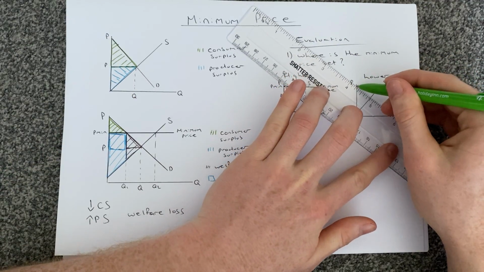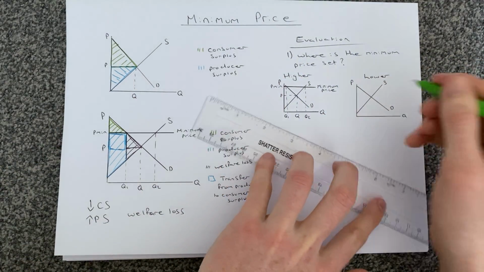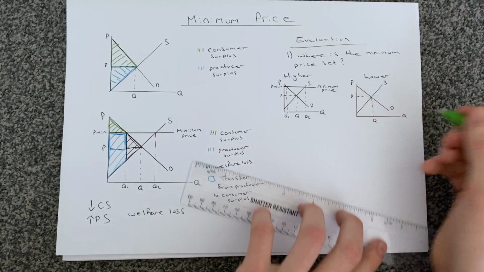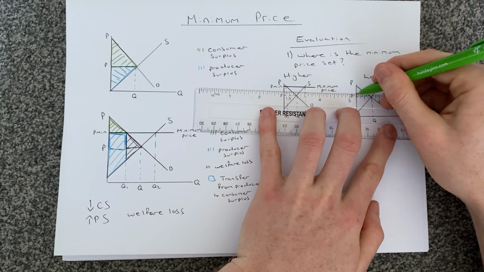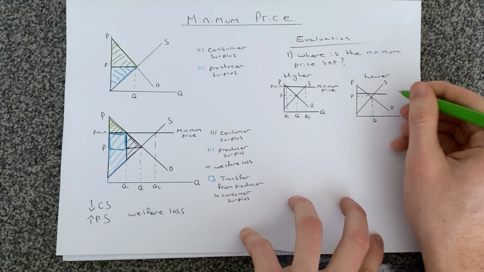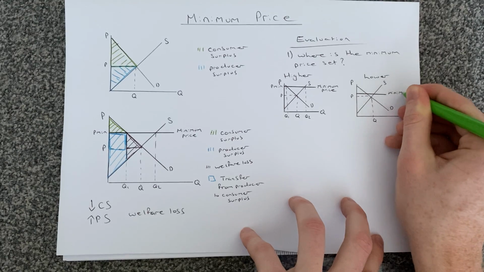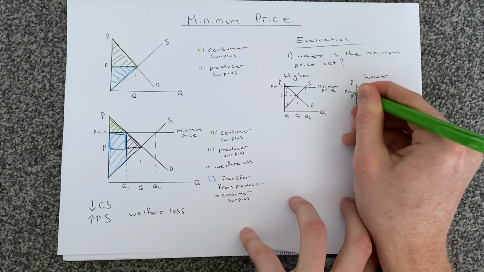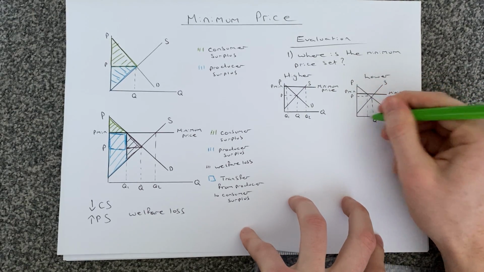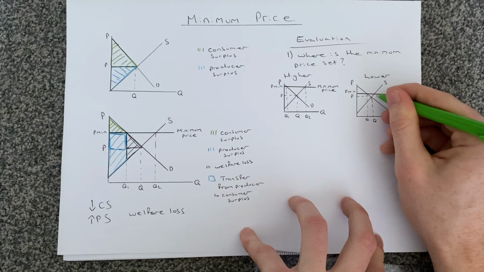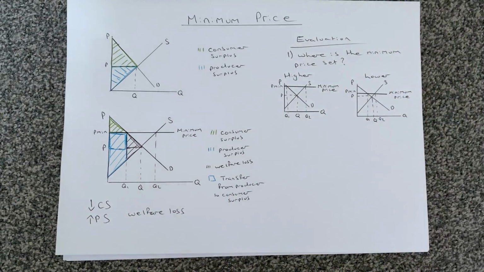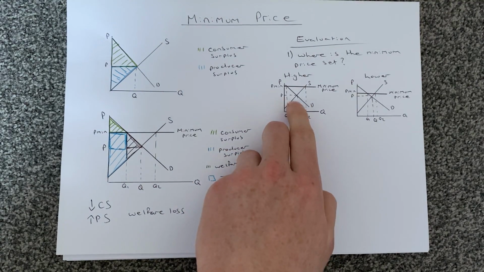Supply, demand, price, quantity, and we'll set, as I said, we'll set it just above the market equilibrium, and we'll label that P min, and we'll label our quantities Q1 and Q2.